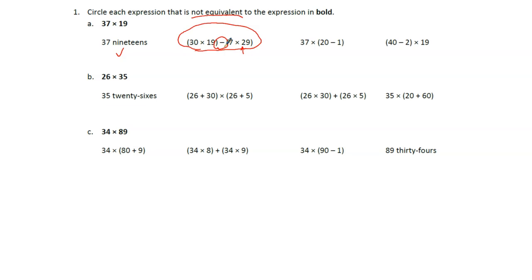All right, so how about 37 times, open parentheses, 20 minus 1. We know that 20 minus 1 is 19. 19 times 37 is exactly what we're looking for, so this checks out. We're not going to circle that. Now we have, open parentheses, 40 minus 2. Well, we know 40 minus 2 is going to be 38, not 37. And this would be equivalent to 38 times 19, which is not equivalent to what we're looking for. So that will be circled as well.